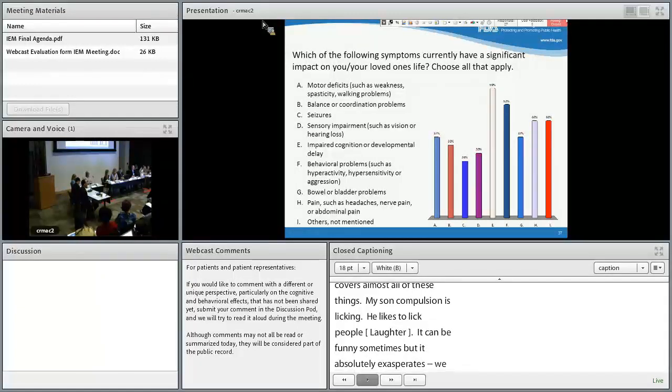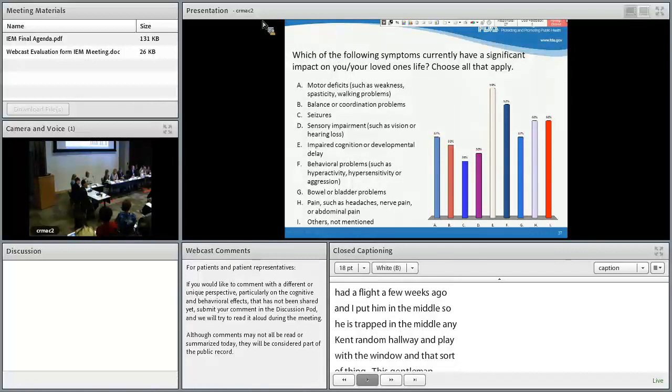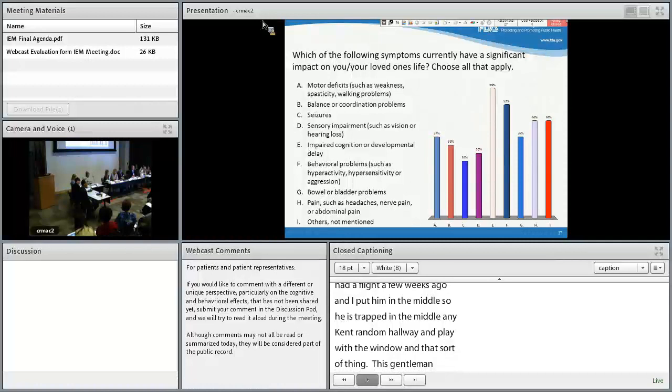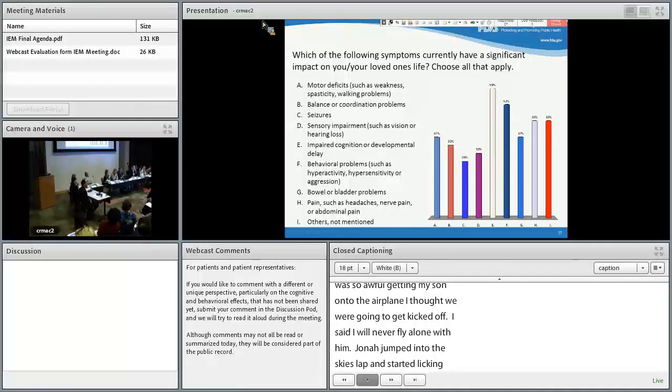We had a flight a few weeks ago, and I put him in the middle, so he's trapped and can't run down the hallway and play with the window and that sort of thing. It was so awful getting my son onto the airplane. I thought we were going to get kicked off. I was like, I'm never flying alone with him. But Jonah jumped into the gentleman sitting next to me's lap and started licking his face, licking his hands, and the guy just took it. I was just so exasperated. I was like, I love you. I love you.